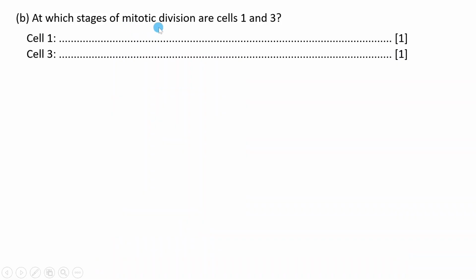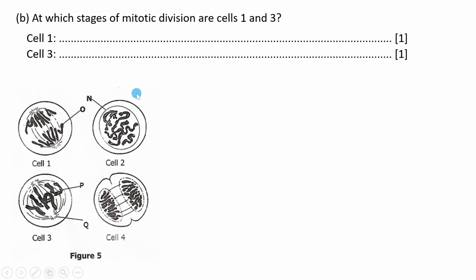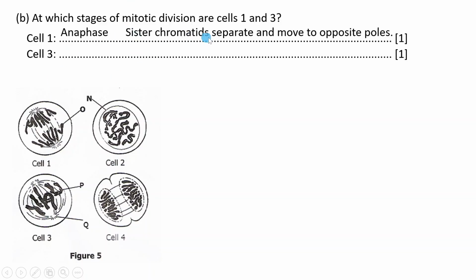Then we come to B. At which stages of mitotic division are cells 1 and 3? When we come to cell 1, which mitotic division is this cell? And cell 3, at what mitotic division is it? Cell 1 is at anaphase. Why? Because sister chromatids separate and move to opposite poles.